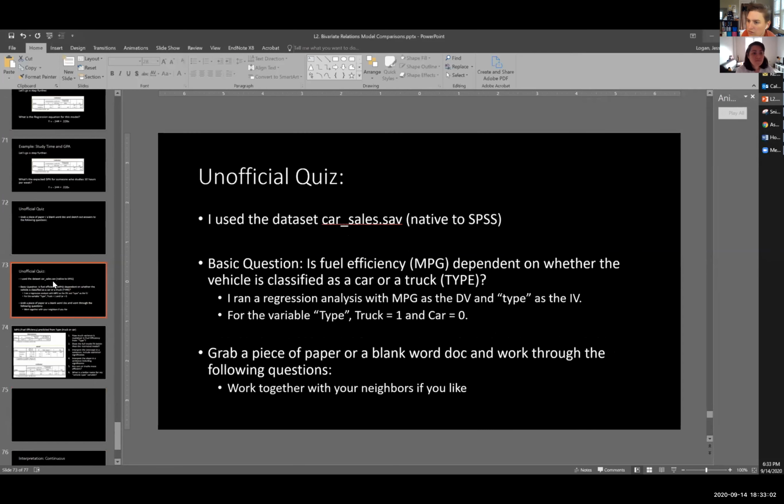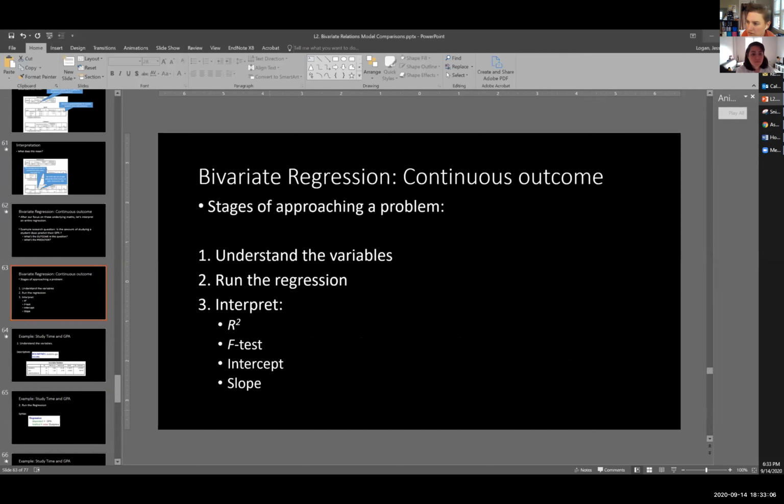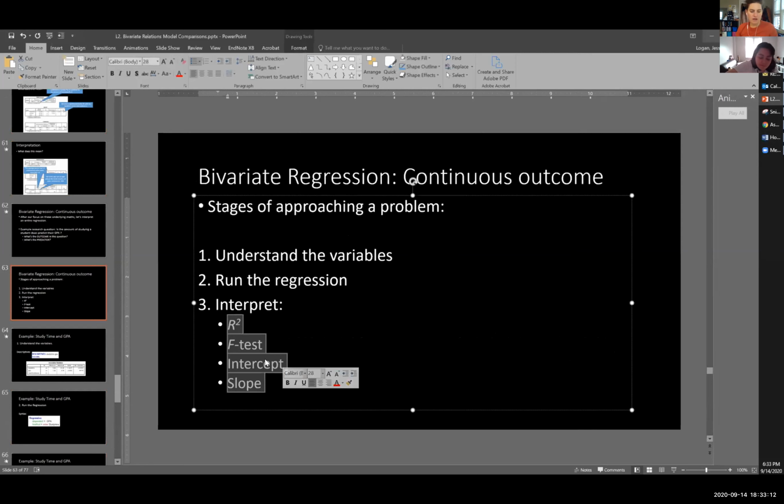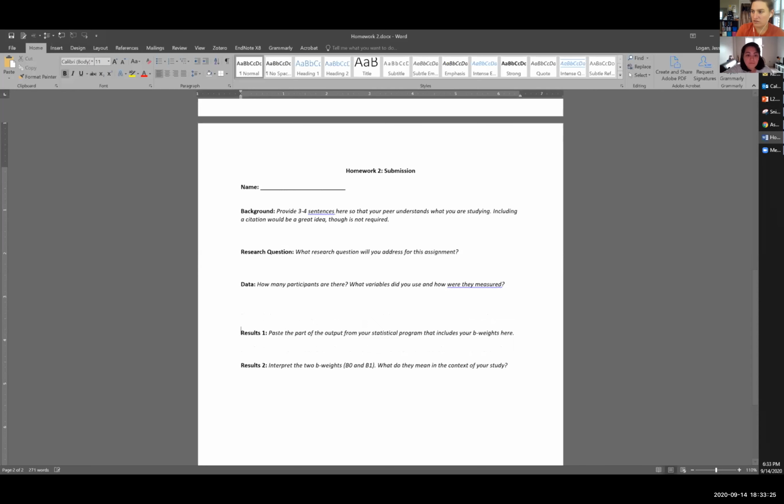Where'd you go? 5 things. 4 things. R squared, F test, intercept, slope. Okay. I'll have them do still the background, the research question, the data, and then we'll have 4 parts of results.